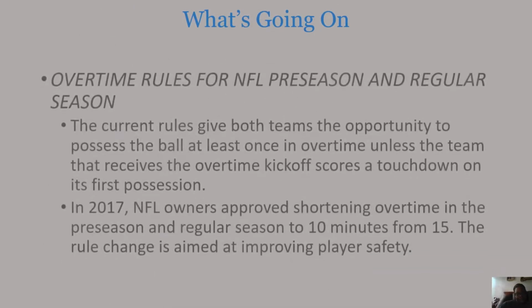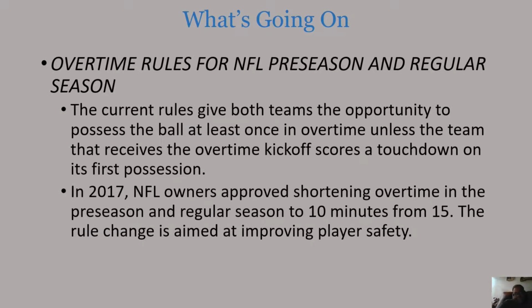Moving along. Overtime rules for the NFL preseason and regular season. The current rules give both teams the opportunity to possess the ball at least once in overtime unless the team that receives the overtime kick scores a touchdown on its first possession. But now they have approved shortening the overtime in the preseason and regular season from 15 minutes to 10 minutes. And they did that to improve player safety. So it's now going to be shortened. And I guess that's good.